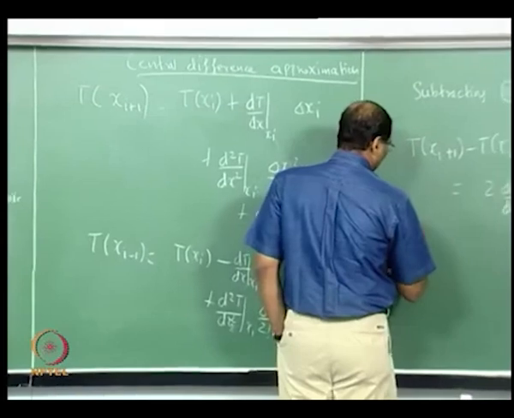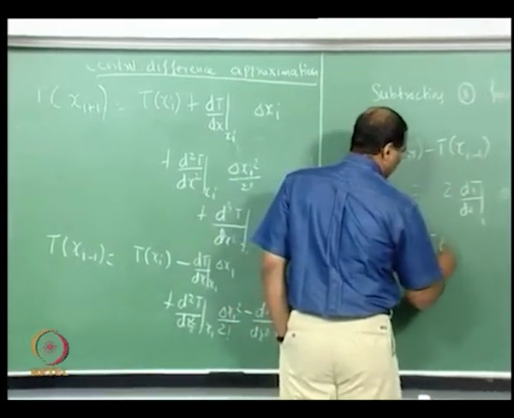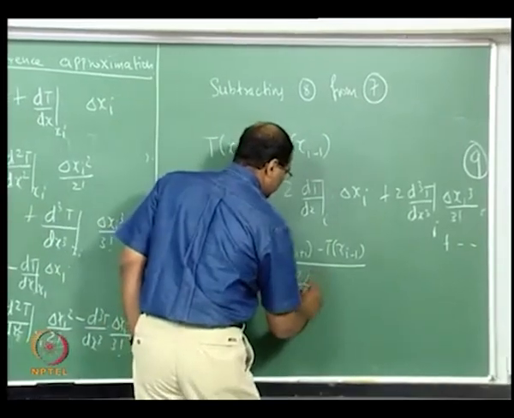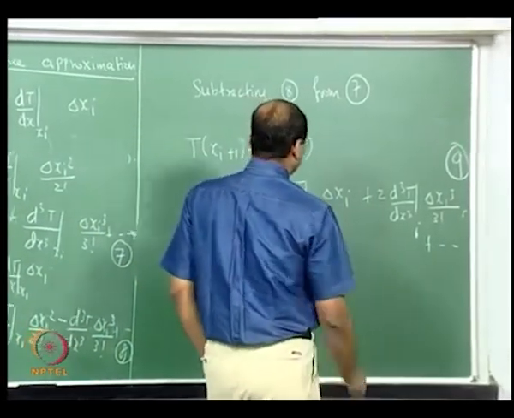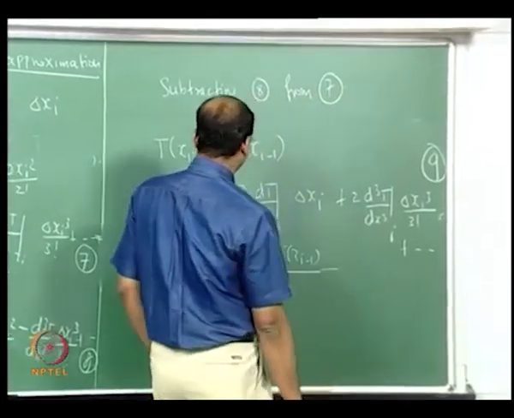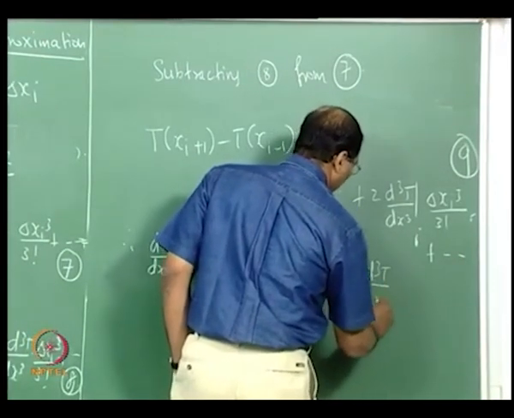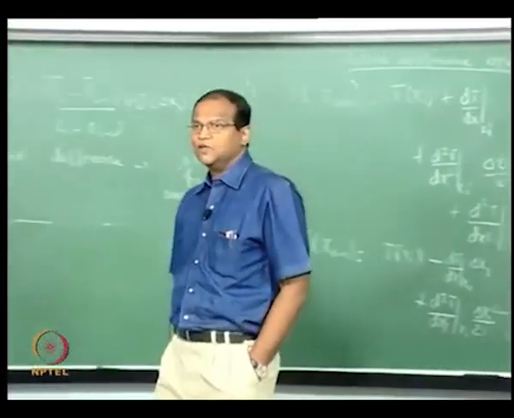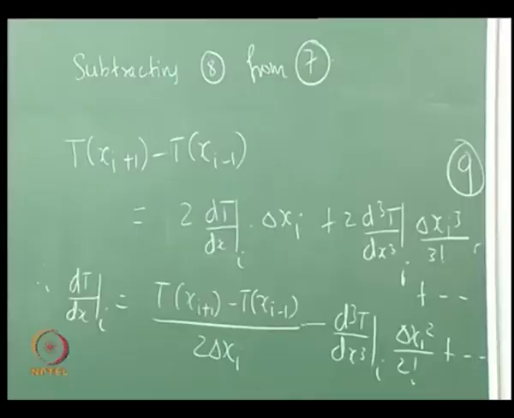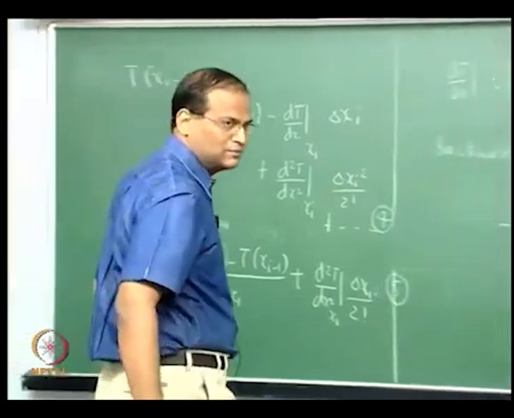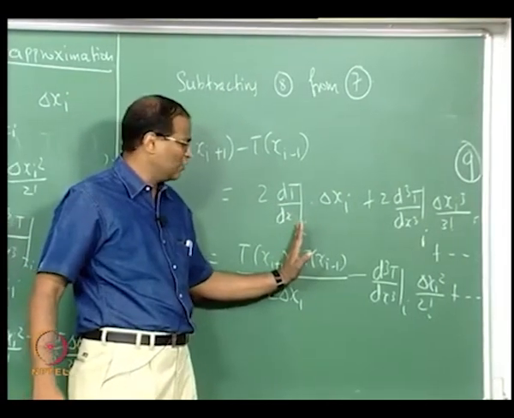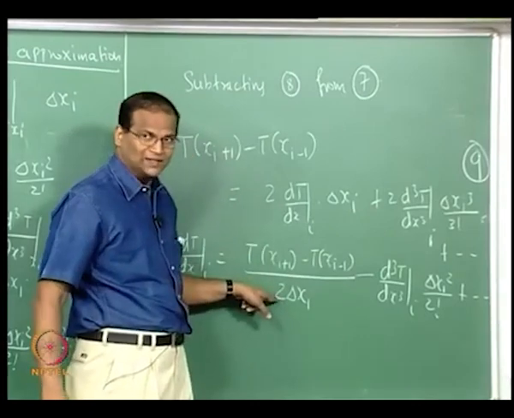Now therefore, minus, minus. So therefore dT by dx at i can be written as T of i plus 1 minus T of i minus 1 divided by 2 delta x i, but the beauty now is the order of accuracy is delta x i squared. So if you are evaluating the first derivative at x i, you are taking a node ahead, i plus 1 minus i minus 1, divided by 2 delta x i, but you get second order accurate.